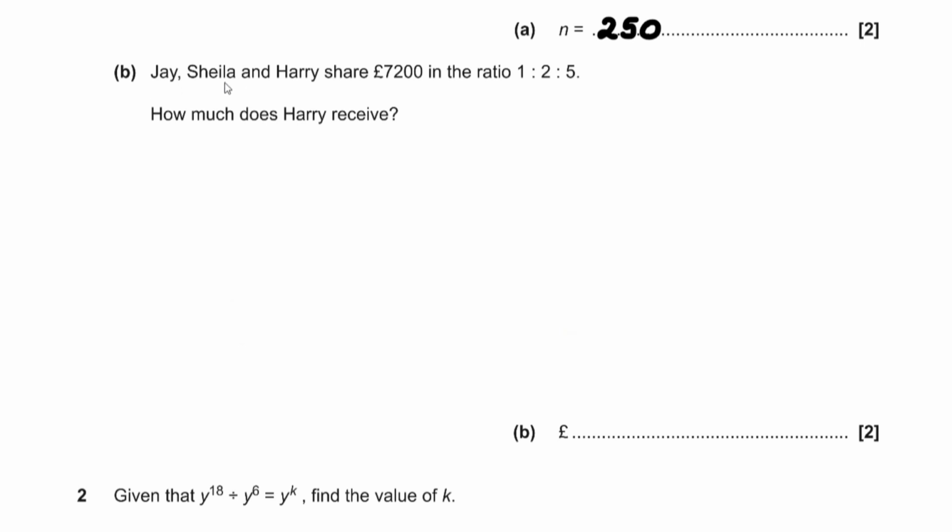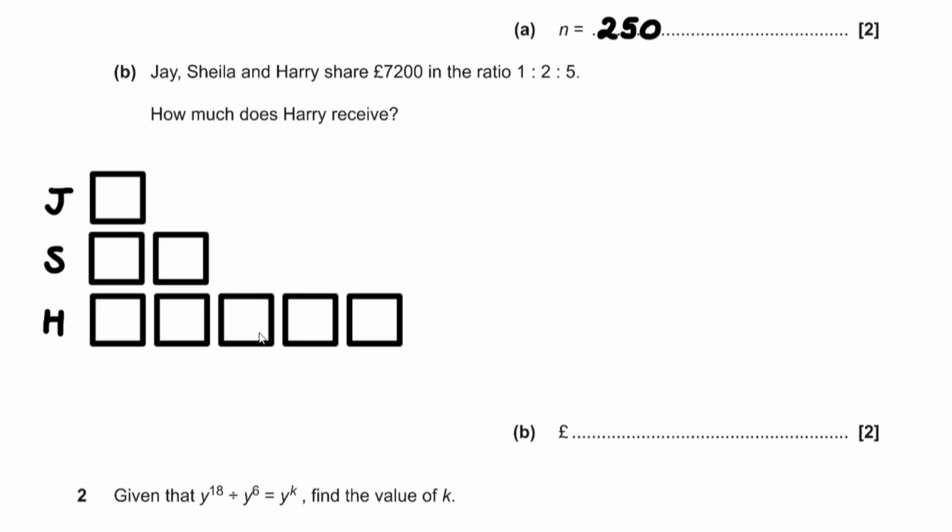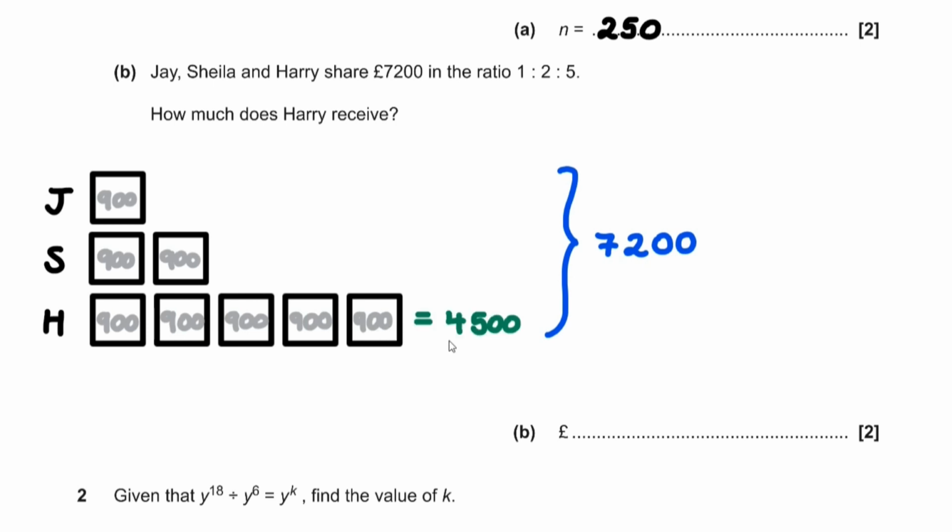Part B, Jay, Shyla and Harry share £7,200 in the ratio 1 to 2 to 5. How much does Harry receive? So here is that ratio represented in a diagram. We've got 1 to 2 to 5. We have in total 7,200. We have 8 parts, which means each part is worth 900. So for Harry, we have 900 multiplied by 5, which is 4,500. So Harry receives £4,500.